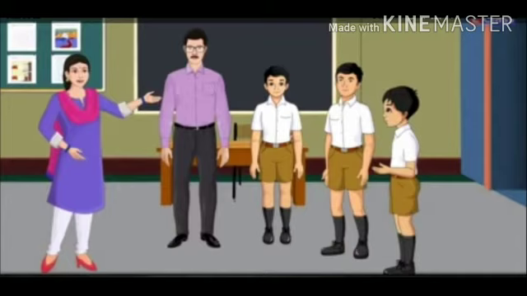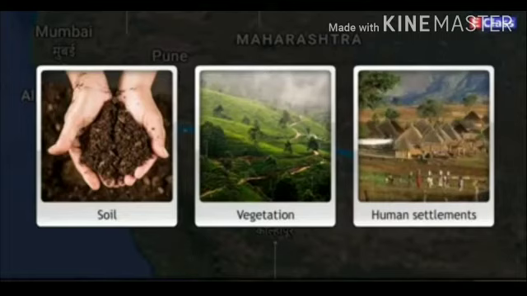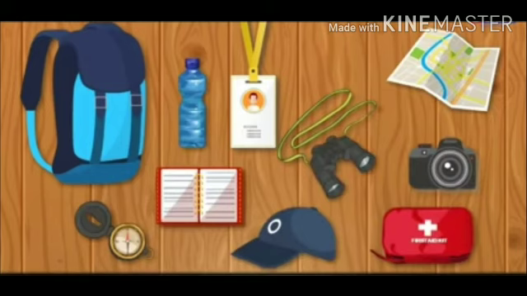Let's find out how the students are experiencing the changes occurring in the relief, soil, vegetation, and human settlements as they travel from Naldurg to Alibag. Besides personal luggage and I-card, students are carrying the following items with them. This chapter is actually a conversation between teachers and students.